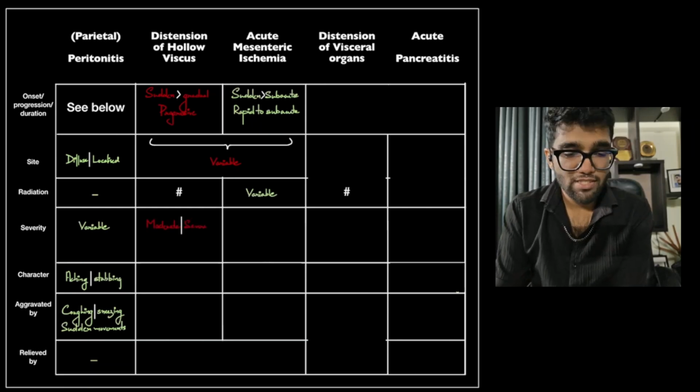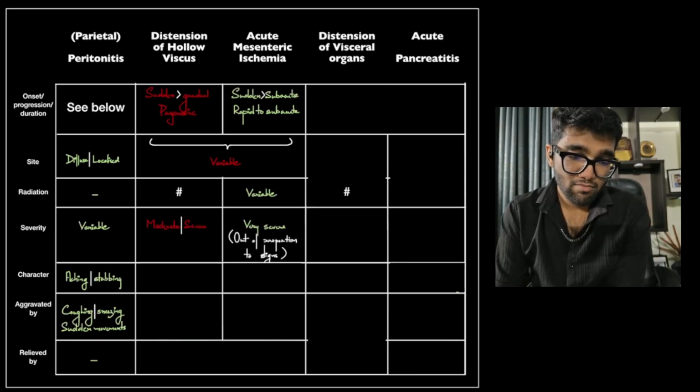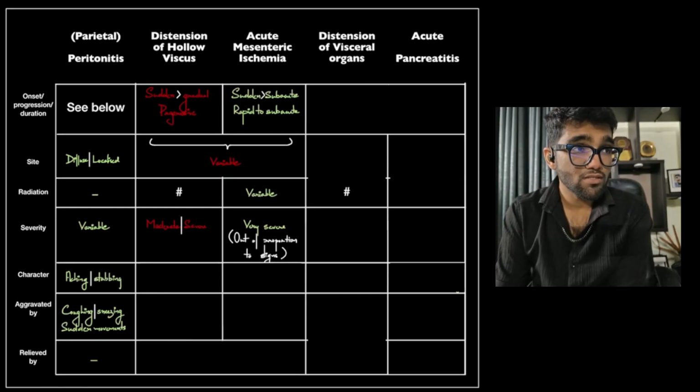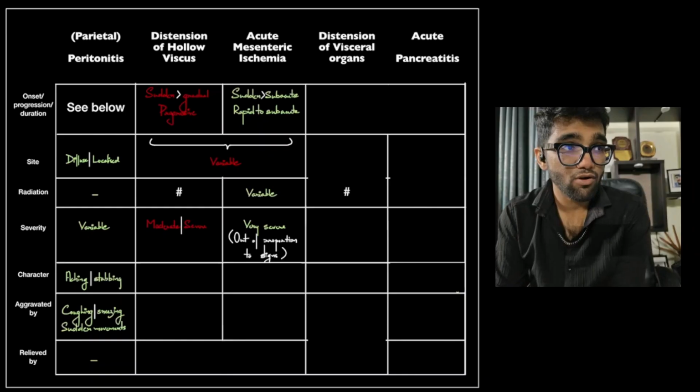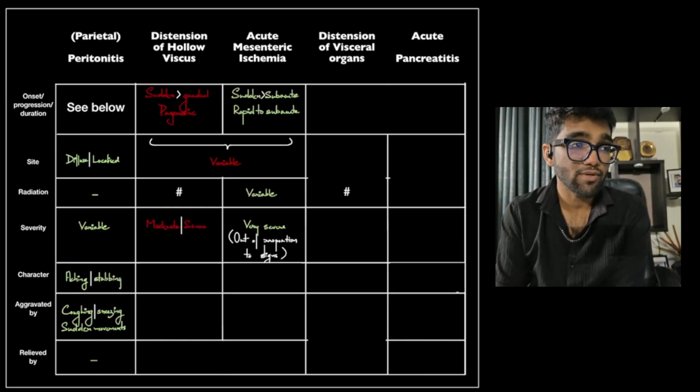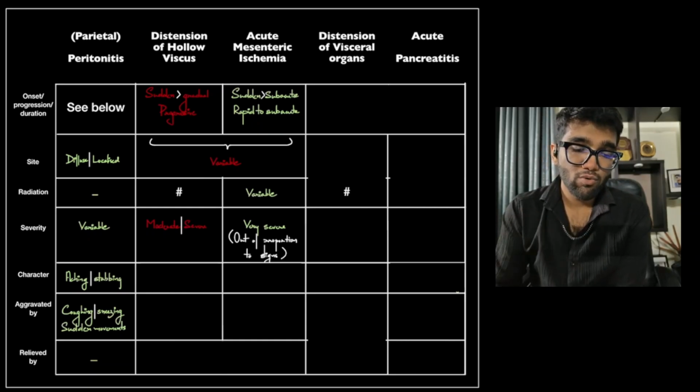Whereas in distension of hollow viscus, it depends on the exact organ. Now, coming to the severity of pain: in distension of hollow viscus, it's moderate to very severe, whereas in acute mesenteric ischemia, it's often very, very severe. So the patient has pain that is, at least initially, out of proportion to the signs that you elicit on physical examination. This is in clear contradistinction to what happens with peritonitis.